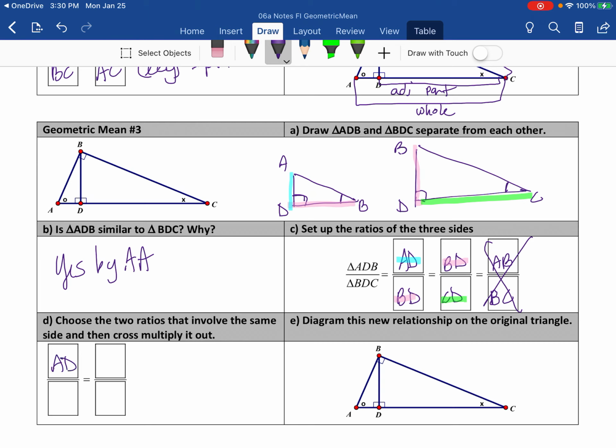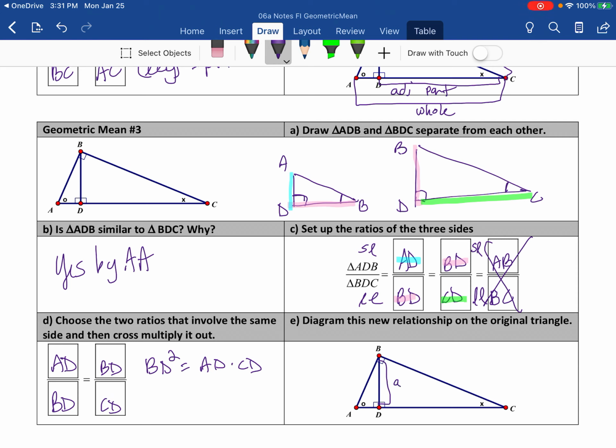So the proportion I'm going to be honing in on here is AD over BD equals BD over CD. And so when you cross multiply, that's going to be BD squared is equal to AD times CD. I have a different way of doing this, but again, you can think about it as short leg over long leg equals short leg over long leg. If you want to look at the similar triangles, this is my little shortcut.